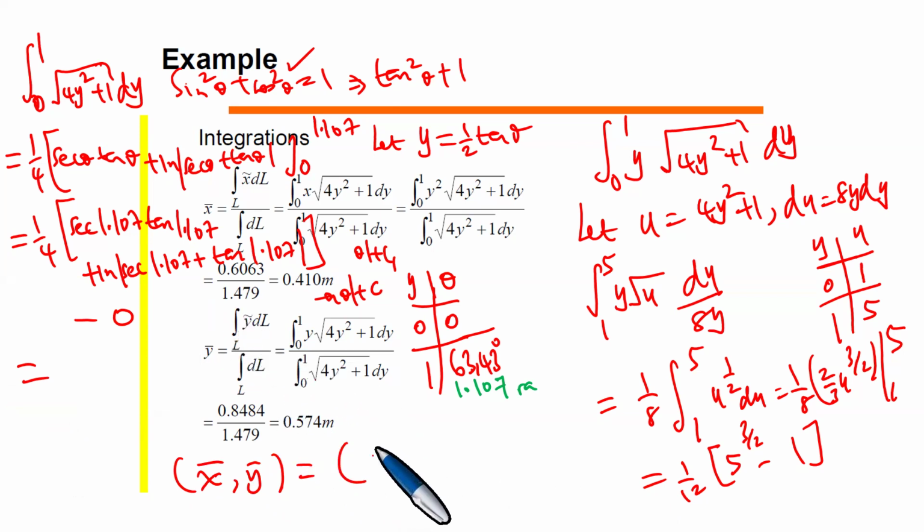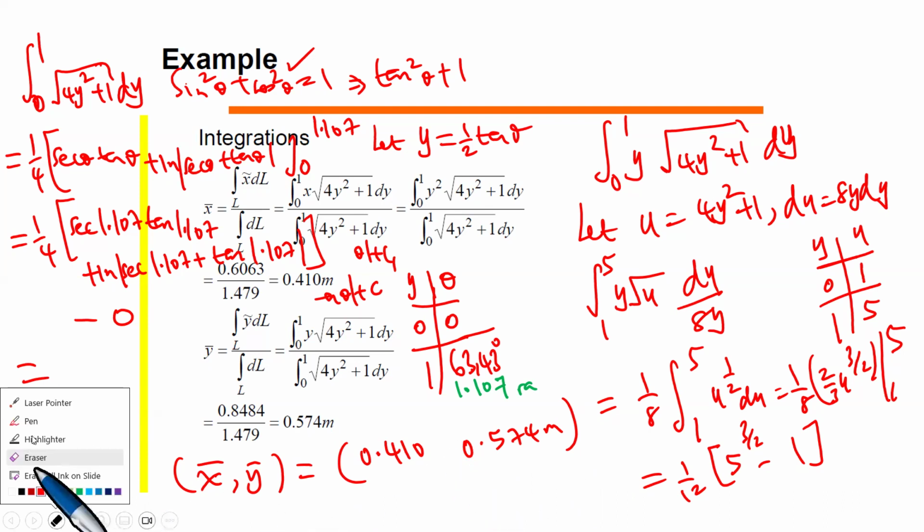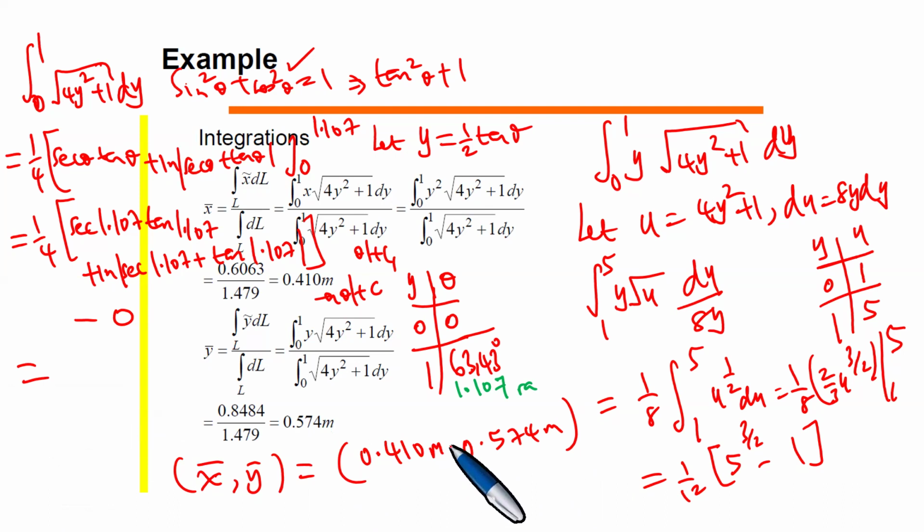the x bar would be 0.410, and the y bar, in meters, would be 0.574 meters. This would be the actual coordinates of the centroid of the rod. In other words, this would give us the coordinates of the centroid of the rod. Now you need to obviously think about this and make sure you understand.